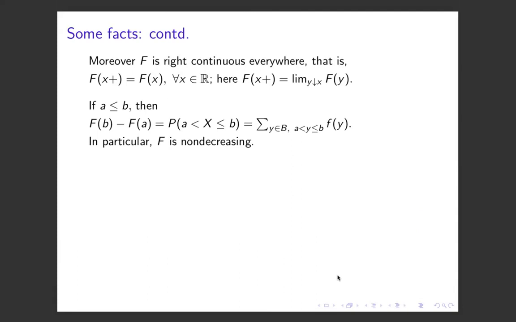So if a is less than or equal to b, F(b) minus F(a) is this object, and this is greater than or equal to 0 since it is the probability of some event. So it is a non-decreasing function. So the distribution function is a non-decreasing function and right continuous, having at most a countable number of discontinuities, and takes values between 0 and 1.